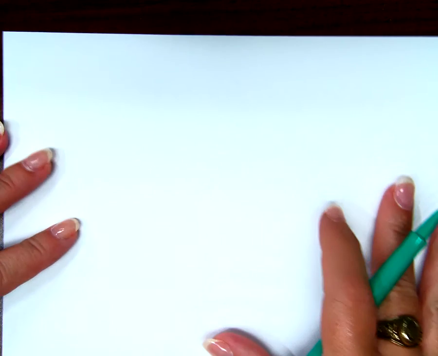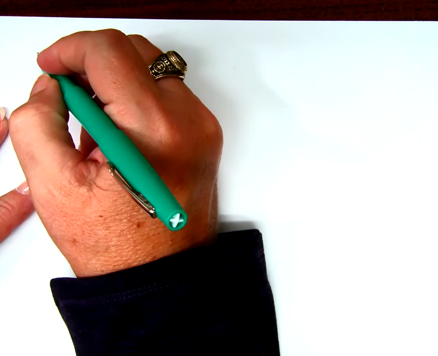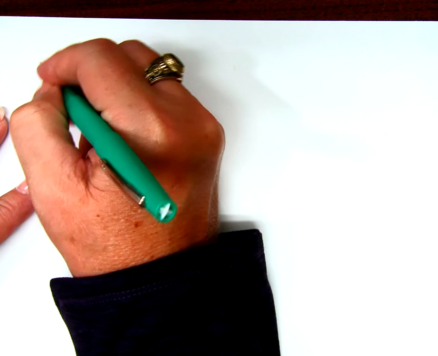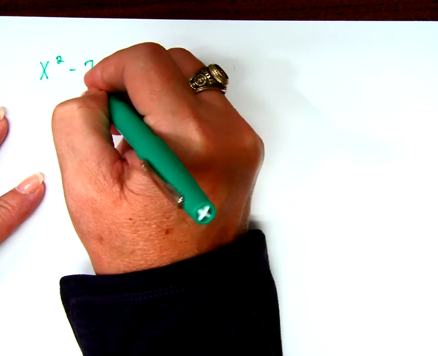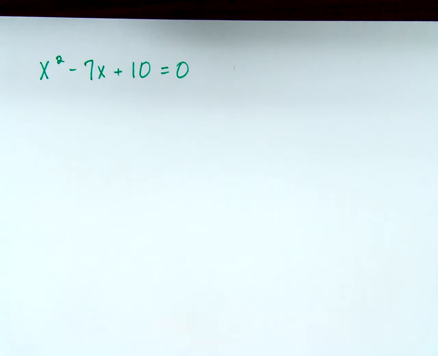So first things first. Let's work on solving by factoring. Okay? We spent a fair amount of time talking about factoring in Algebra 2. So if we have x squared minus 7x plus 10 equals 0, how do you solve that by factoring? Do you remember?